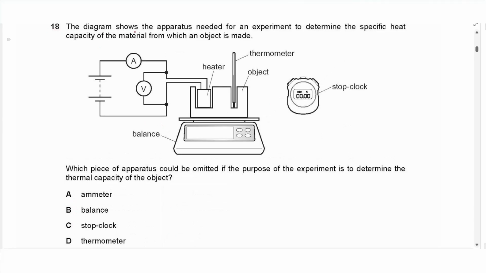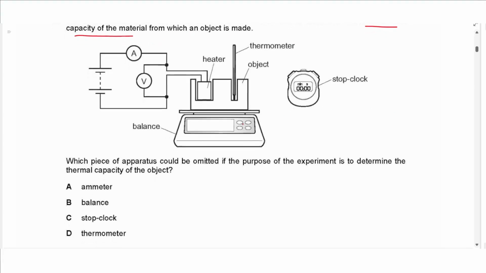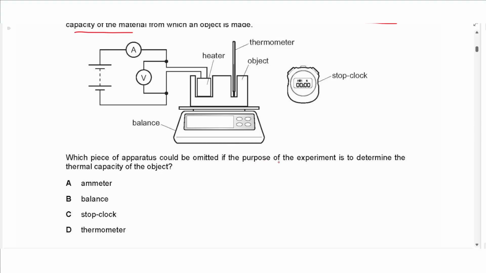Question 18 says the diagram shows the apparatus needed for an experiment to determine the specific heat capacity of the material from which an object is made. Which piece of apparatus could be omitted if the purpose of the experiment is to determine the thermal capacity, not the specific thermal capacity? The equation for specific heat capacity is Q equals mc delta theta, and c is the specific heat capacity. For thermal capacity only, Q equals C delta theta, and C is the thermal capacity. So the difference between the two equations is the mass, so we can remove the balance from the apparatus.